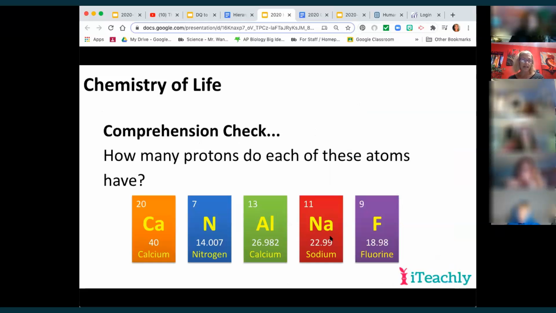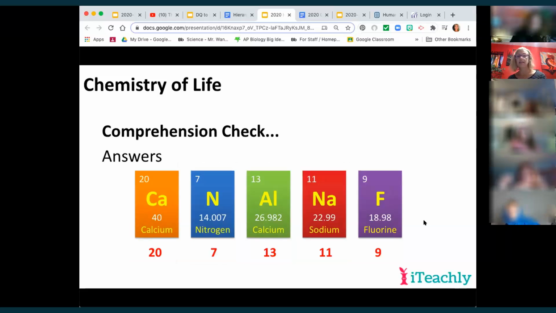So looking at this set, can you guess how many protons are in calcium, nitrogen, aluminum, sodium, and fluorine? Knowing that the atomic number here, top left, is its number of protons, you should have identified the same number, 20, 7, 13, 11, and 9. Okay, any questions so far?